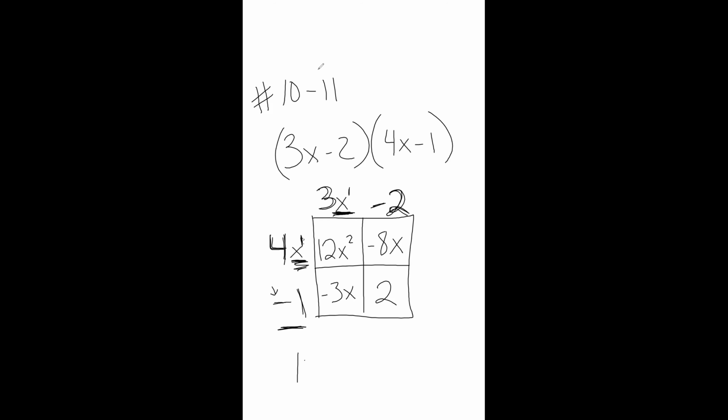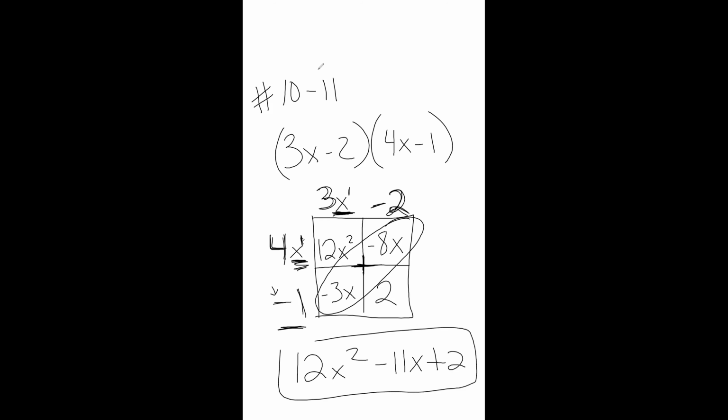So again, there's nothing to combine with my x squared. I'm just going to leave it alone. I'm going to combine my like terms, -3 plus -8 is -11, and the x just hangs on, and then plus 2, because this is a +2. And we're done.